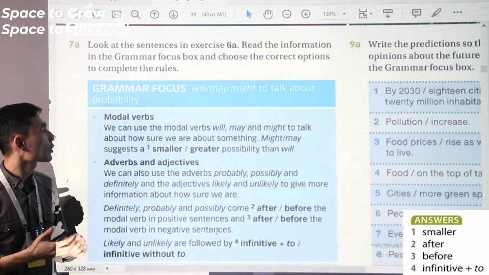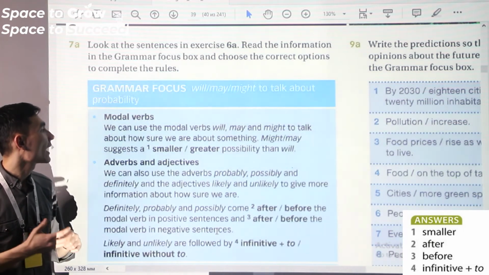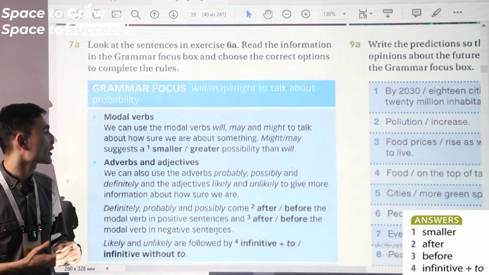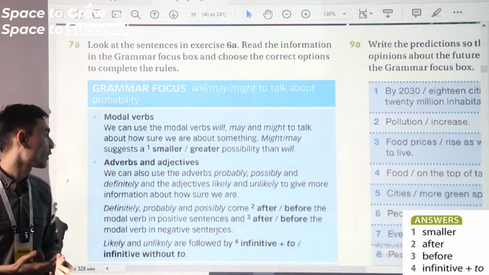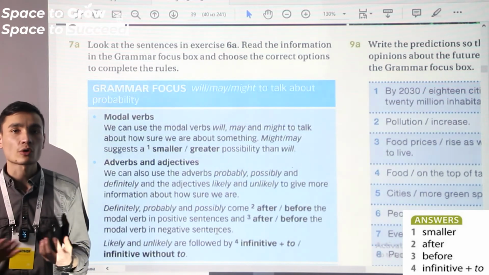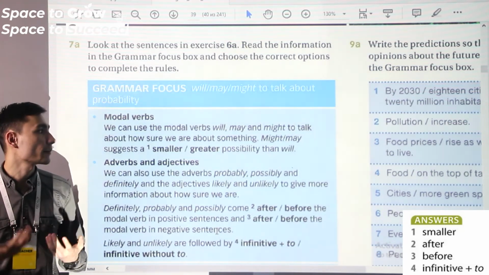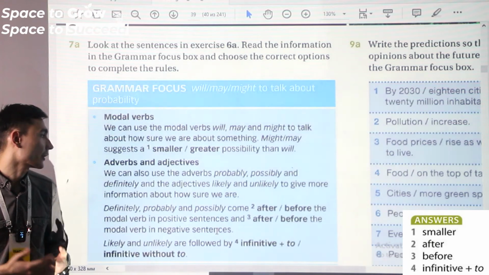Modal verbs. We can use modal verbs will, may, might to talk about how sure we are about something. May, might suggest a smaller possibility than will. And here are examples. Tomorrow I will work. Tomorrow I may work. Tomorrow I might work.